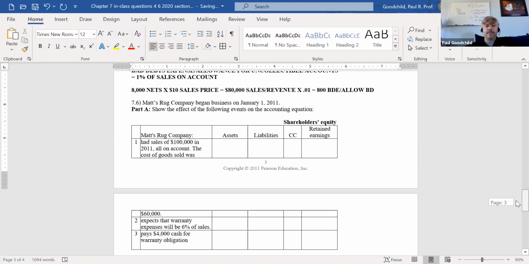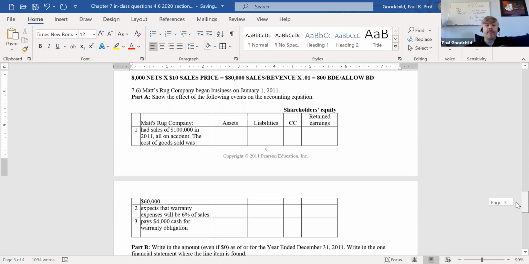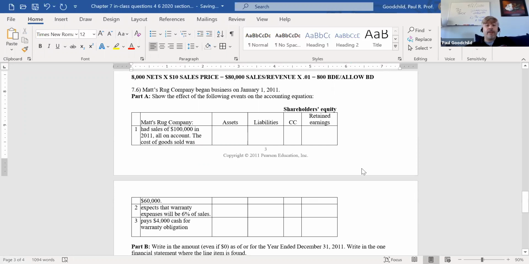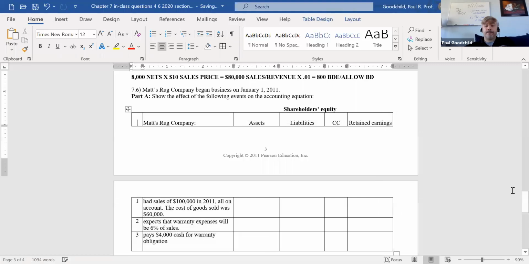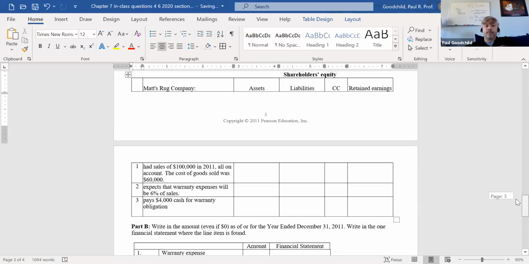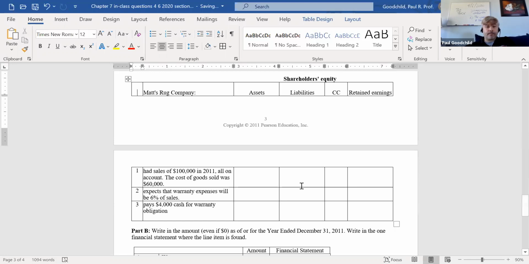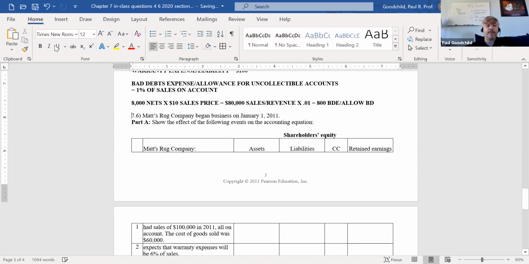Okay. Now we're going to move to the effect of transactions on the accounting equation, and I'm stretching this out a little bit. I'm going to try to get it all on one page here in a second.